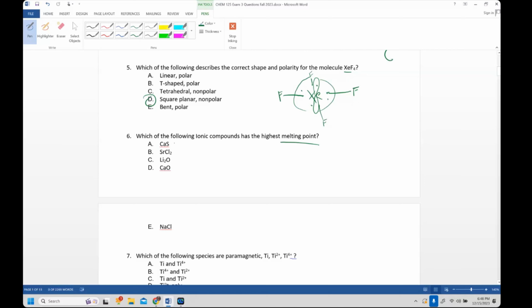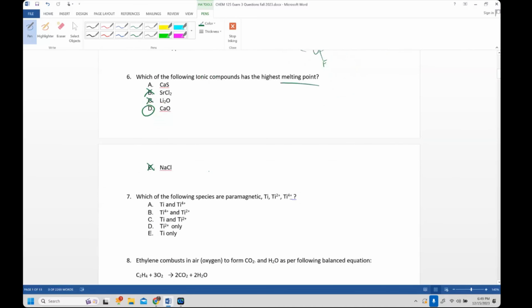Calcium sulfide, it's a +2, -2. That's good. Strontium chloride, it's a +2 and a -1, not as good. Lithium oxide, same thing, not as good. Calcium oxide, pretty good. Sodium chloride, not good. +1, -1. So out of these, calcium is constant. Oxygen is smaller than sulfur because it's higher up on the table. If they're closer together, like calcium oxide, it's going to be stronger. So calcium oxide will have the highest melting point.